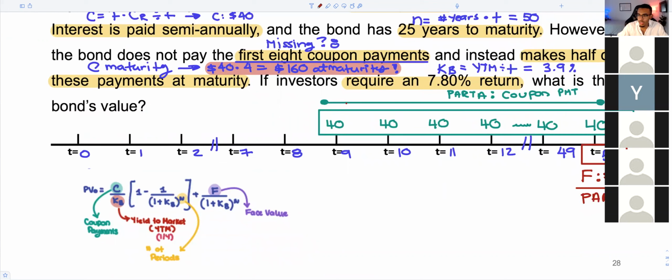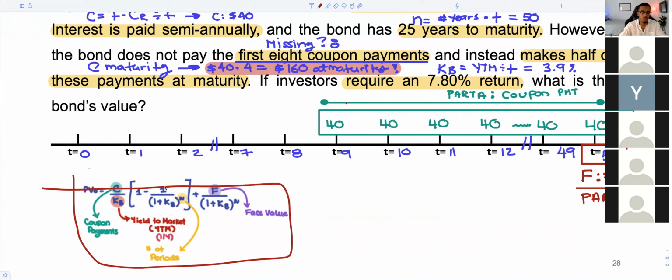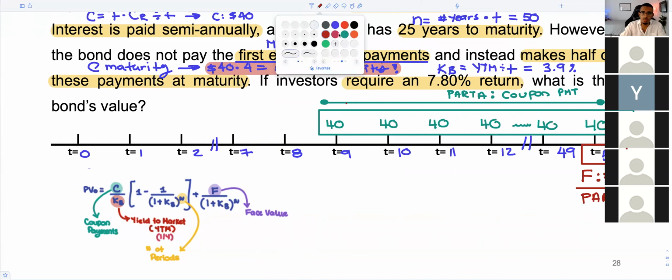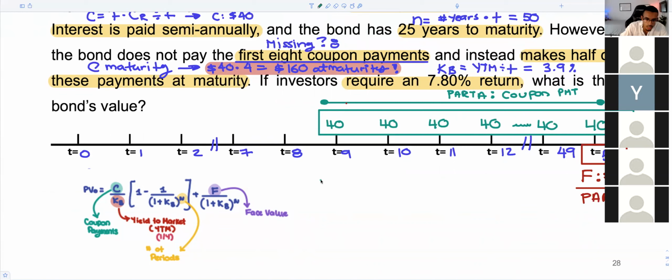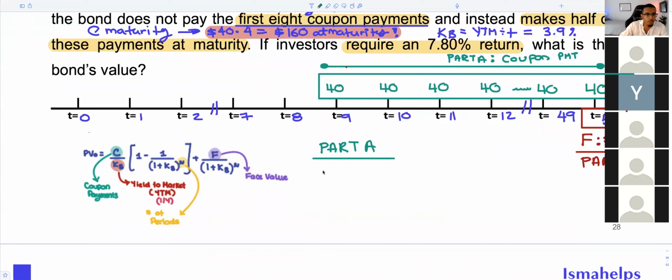All right, and once again, I always say this: the present value of a bond, the price of a bond, is equal to the sum of all of its future discounted cash flows. So in other words, it's equal to the present value of part A plus the present value of part B, which is exactly what you see right here in our formula. Okay. So let's begin with part A, and we'll get the answer super quick. We're just going to identify all of the different things we need in a bond valuation formula, which is our C, our KB, our F, and our N.